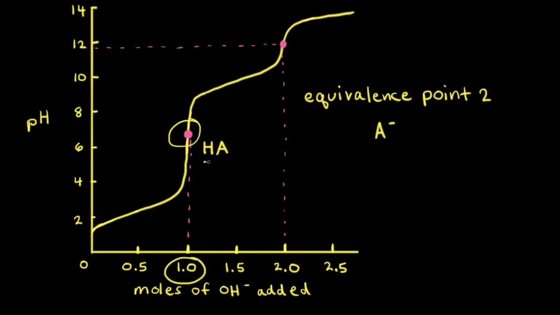Next, let's go back to the first equivalence point, which occurred after we added 1 mole of hydroxide anions. So at this point, we have HA. If we think about adding another mole of hydroxide anions, so going from 1 mole total to 2 moles total, the extra mole of hydroxide anions will completely neutralize the HA and turn it into A-. So 1 mole of HA reacts with 1 mole of hydroxide anions to form 1 mole of A-.